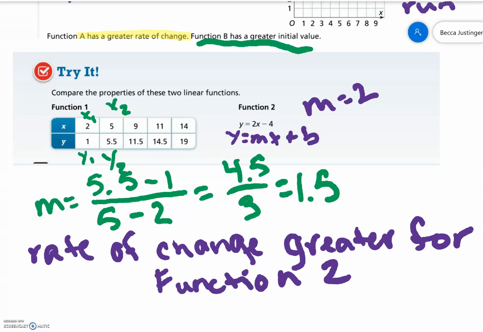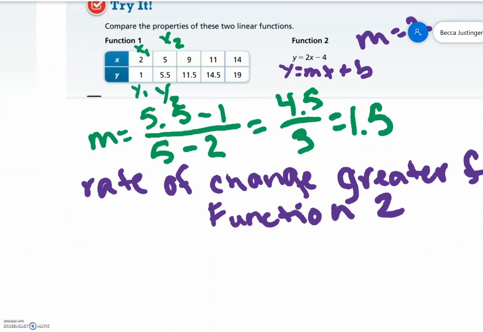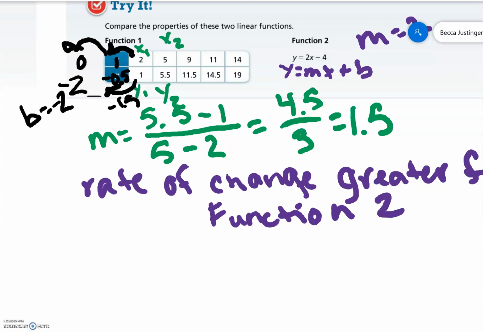Okay, well, we don't just compare the rate of change, we also compare the y-intercept. So remember, the y-intercept is when x equals 0. So we have to go back twice here. Because if we go back once, we'd be at 1. We go back twice, we'd be at 0. But now we know that it goes up by 1.5 each time. So to go backwards, we can subtract 1.5. So when x is 1, this is going to be -0.5. And when x is 0, this is going to be -2. So the y-intercept, or the initial value for function 1, is -2.